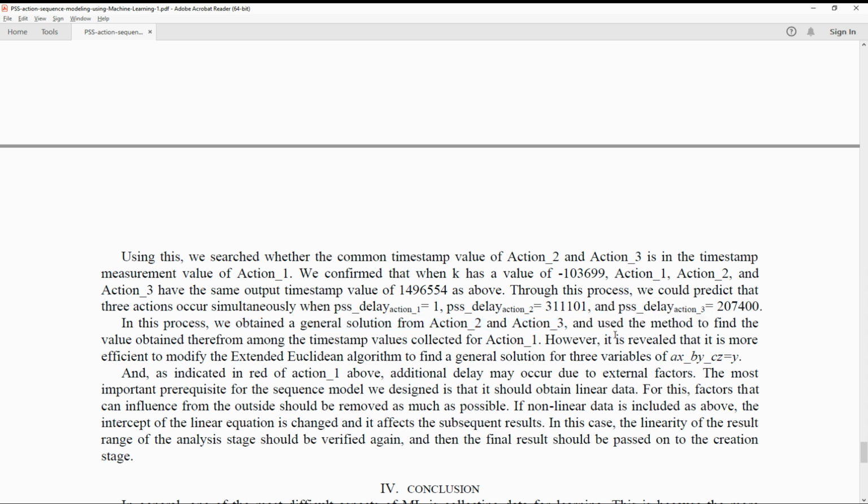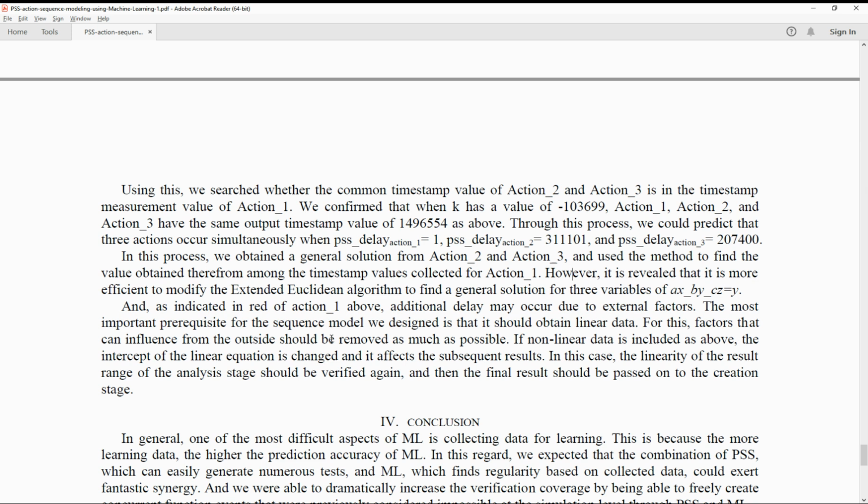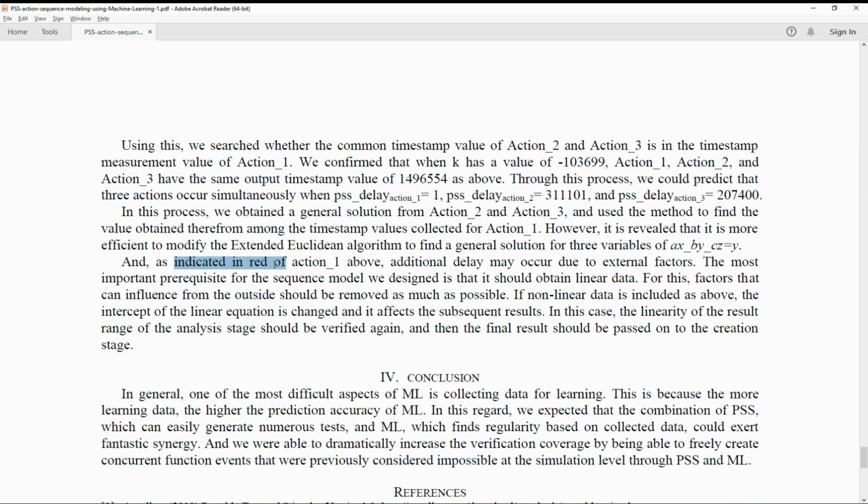We used the method to find the value obtained therefrom among the timestamp values collected from action 1. However, it is revealed that it is more efficient to modify the extended Euclidean algorithm to find a general solution for three variables of ax + by + cz = y. And as indicated in red at action 1 above, additional delay may occur due to external factors.